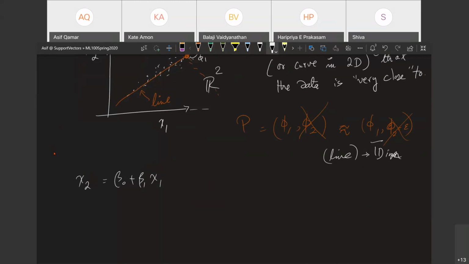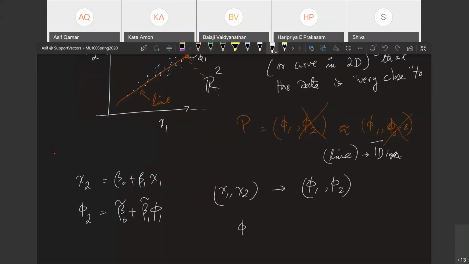This linear relationship, people typically write it like this. In the same way, phi2 is equal to some other coefficients, beta naught tilde plus beta 1 tilde phi1, right? This relationship is still preserved. What it means is that we just need a mapping from x1, x2 to phi1, phi2, right? And that is a straightforward mapping. You can write it actually.